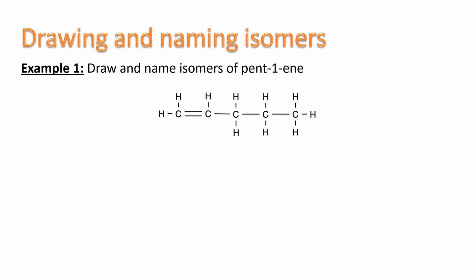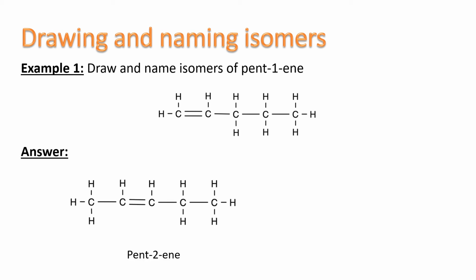So example 1, we're asked to draw and name isomers of pent-1-ene. So pent-1-ene shown there. And we can see that the molecular formula of that is C5H10. We know that. So let's think about the rules we just learned. If we want to draw an isomer of pent-1-ene, one easy way we can do this is by changing the position of the double bond. So we could have pent-2-ene.